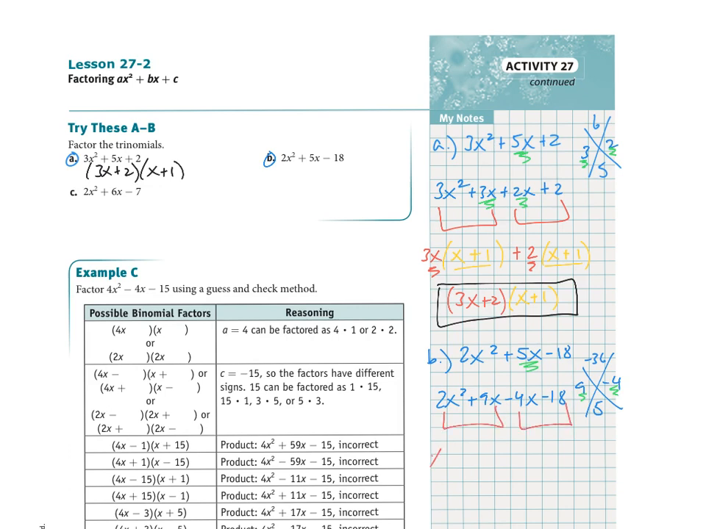So I pair them off, pull out the greatest common factors. Now, sometimes I like to do it piece by piece. Sometimes I like to pull out the greatest common factors initially so I can pair them up, but it doesn't matter. So what's left is 2x plus 9.